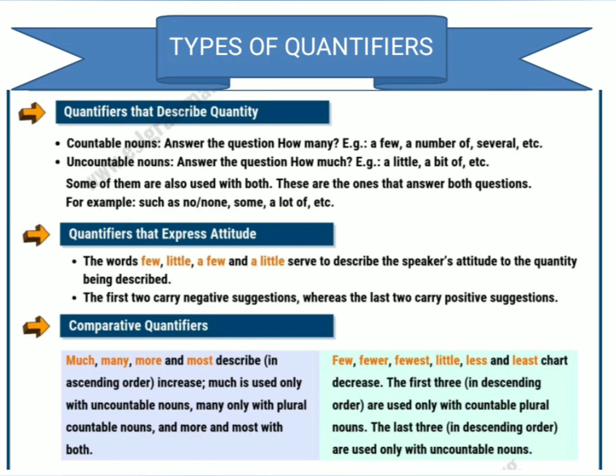Quantifiers are basically divided into three categories: quantifiers that describe quantity, quantifiers that express attitude, and quantifiers that are used for comparative degree. You can see that, except for this, the quantifiers of quantity are countable and uncountable, but the rest are other specific ones.